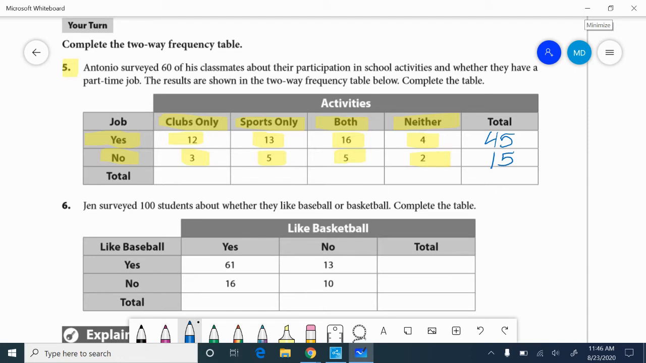And now we're going to add up our columns. 12 plus 3 is 15. 13 plus 5 is 18. 16 plus 5 is 21. And 4 plus 2 is 6.